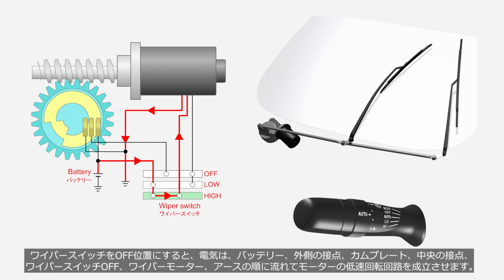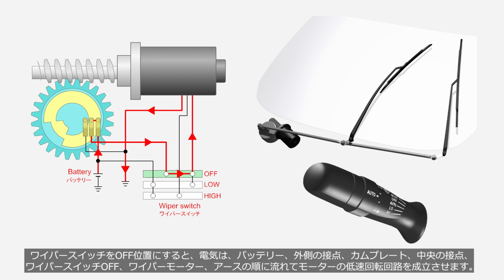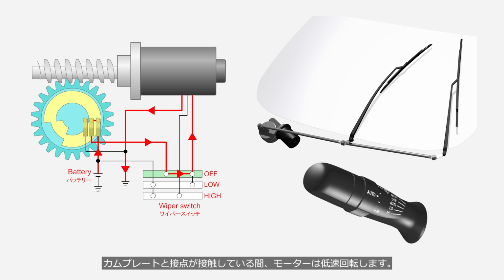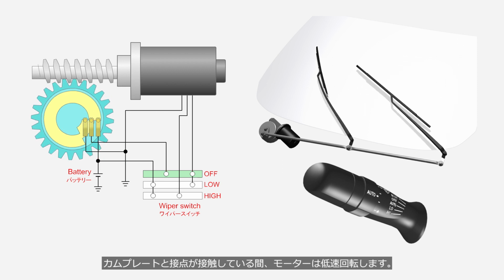When the wiper switch is set to the off position, electric current flows in the following sequence. From the battery, to the outer contact point, the cam plate, the central contact point, the wiper switch off, the wiper motor, then the ground. This establishes the low-speed rotation circuit of the motor. While the cam plate is in contact with the contact points, the motor rotates at a low speed.